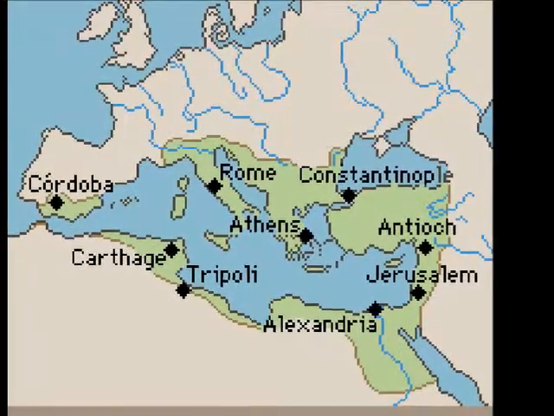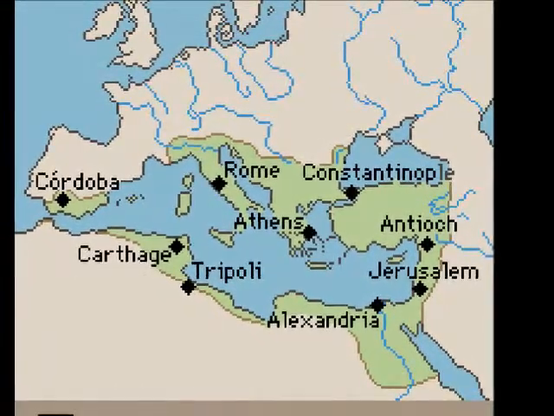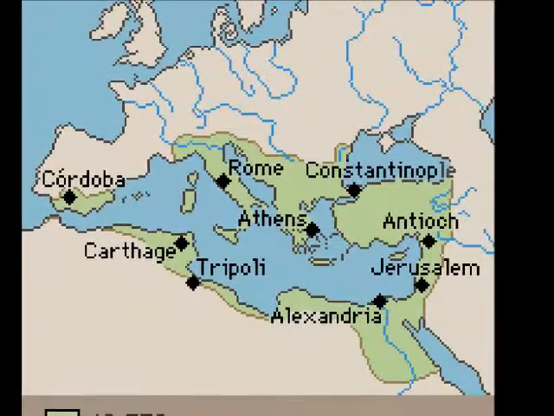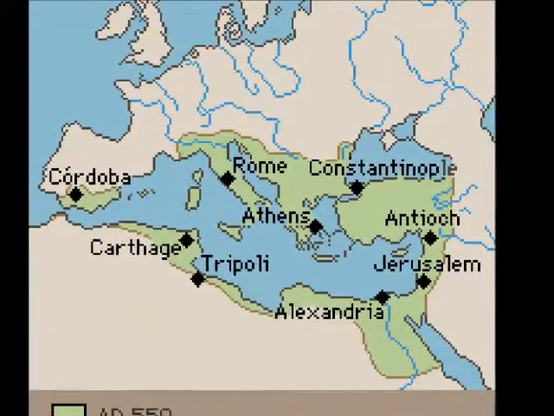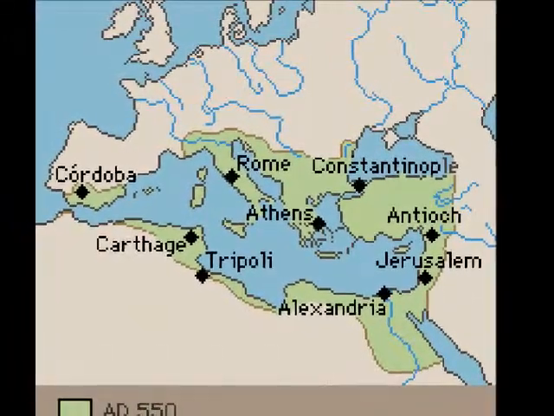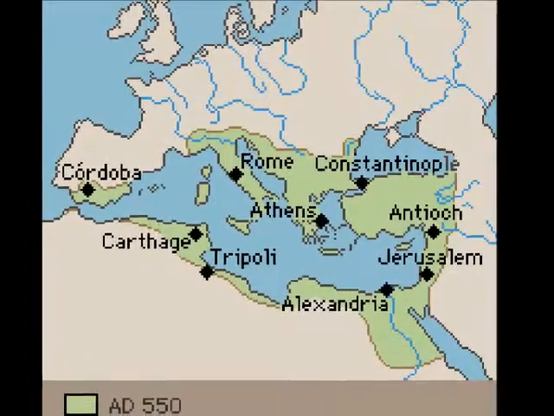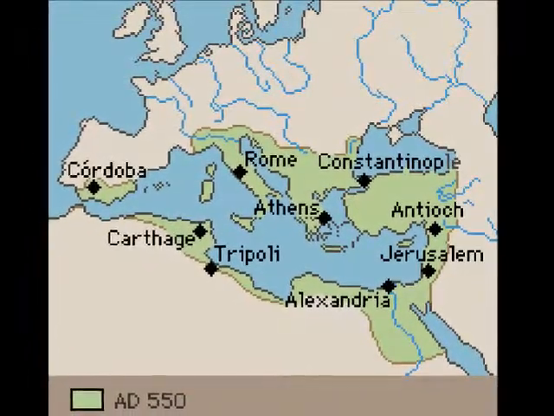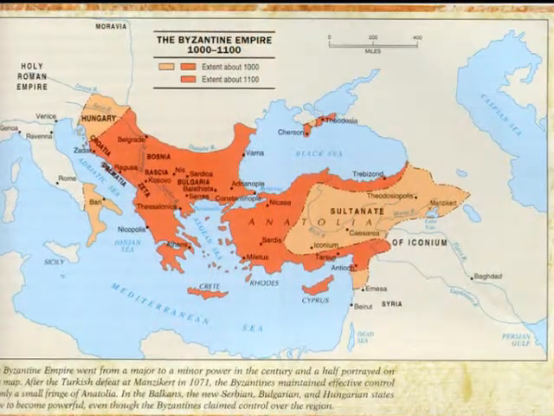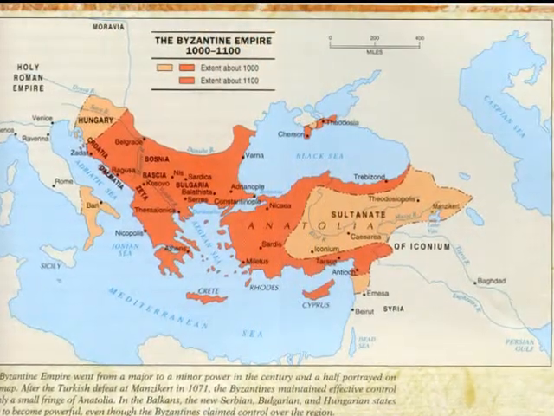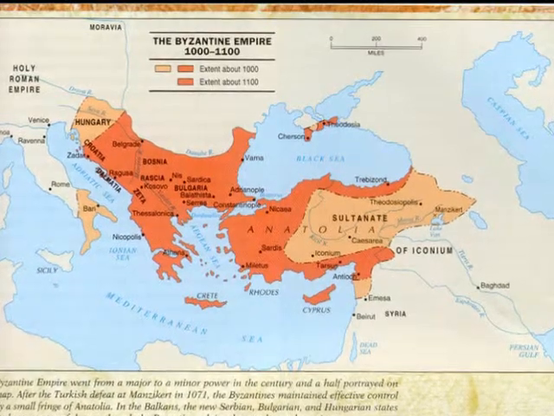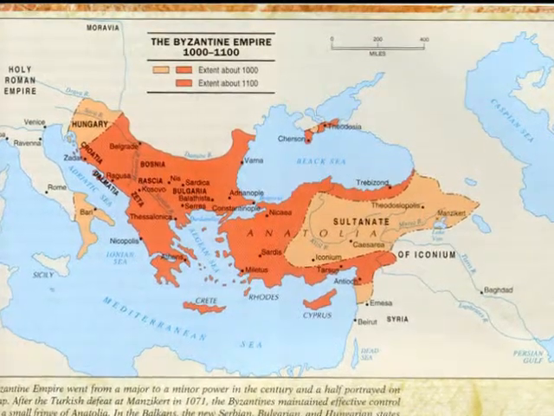The capital of the Byzantine Empire is Constantinople, and it's the city that is supposed to be the new Rome. If you remember, when the Roman Empire broke apart, it broke into Eastern and Western Rome. Well, Eastern Rome becomes the Byzantine Empire, with its capital city at Constantinople. Now, trade routes were very important to this.